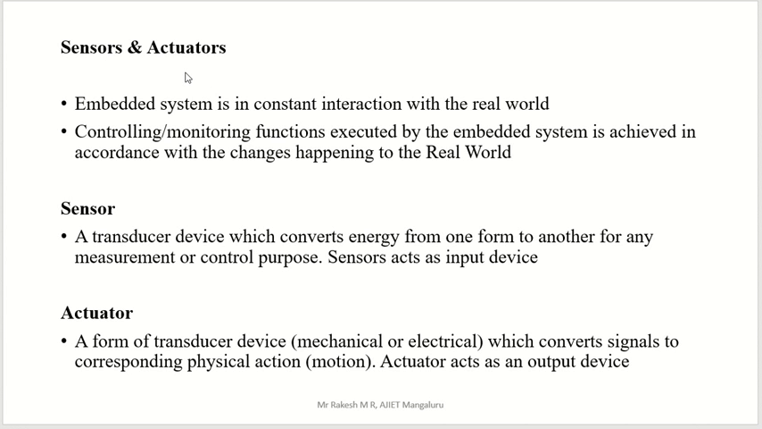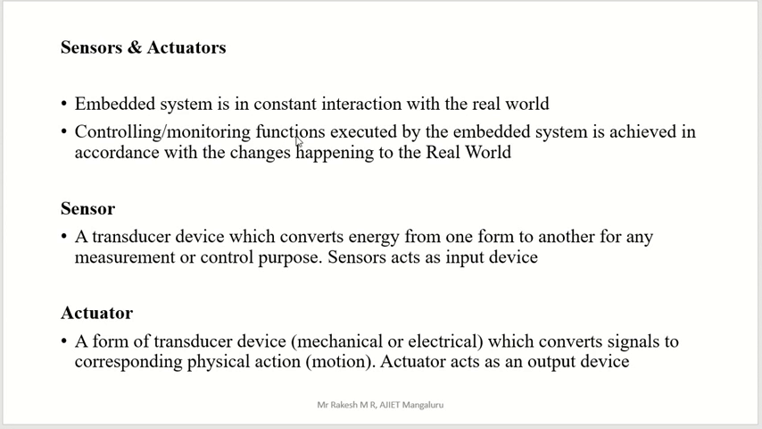The next concept is sensors and actuators. About this we saw in the first part of the video. You can see that first part of the video. We discussed sensors and actuators in that. An embedded system is in constant interaction with the real world. Sensors and actuators are the devices that are used to interact with the real world. That is what matters.